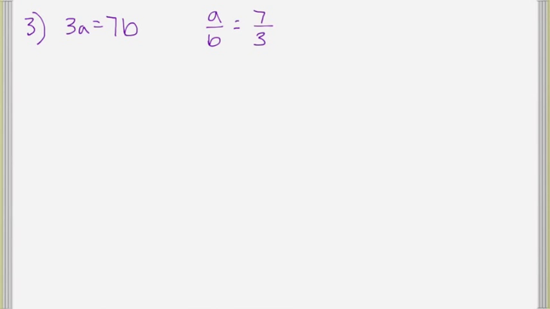7 over 3. We know it's going to be the 3 and the 7, and to figure out which way they go, we just want to look at cross multiplying. If I want to end up with 3 times a, then a must have been on the diagonal from 3. Okay.